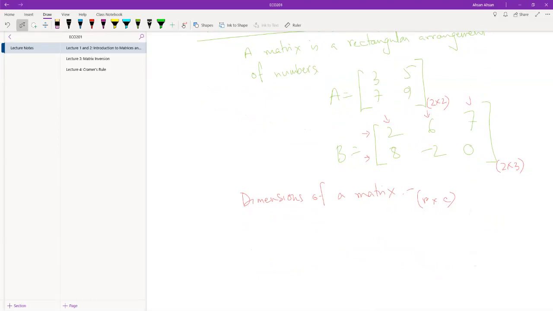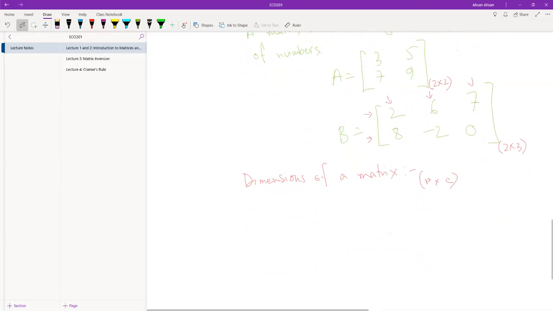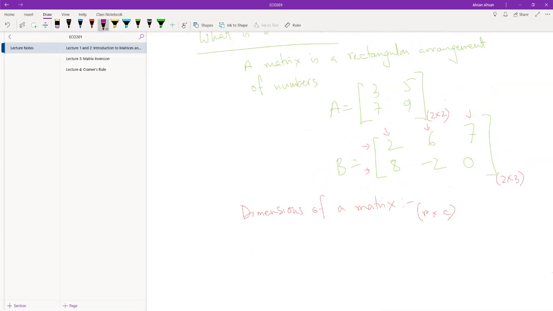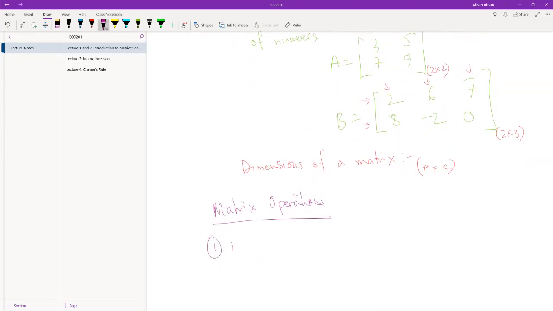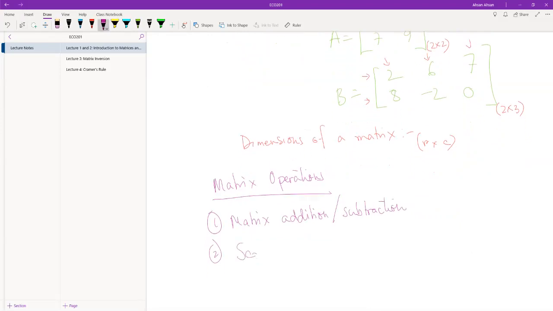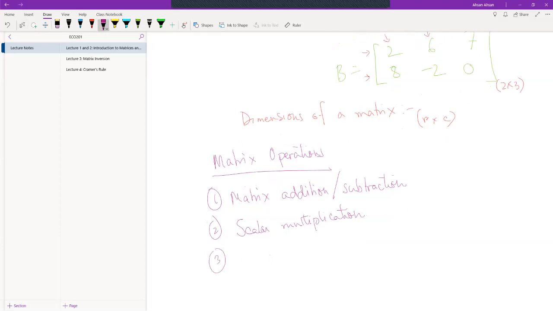So obviously the next question is, why do we need matrices? What's the use of matrices? Before that, let's take a look at some matrix operations. So we're going to look at matrix addition and subtraction. We're going to look at something called scalar multiplication. And we are going to look at matrix multiplication.